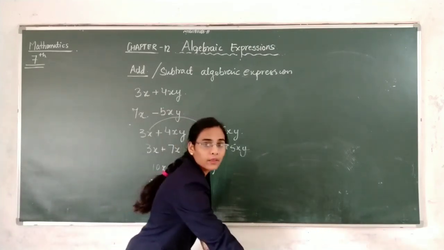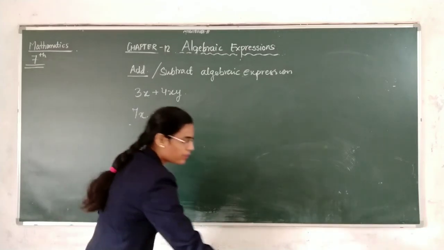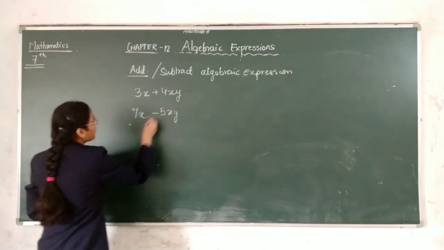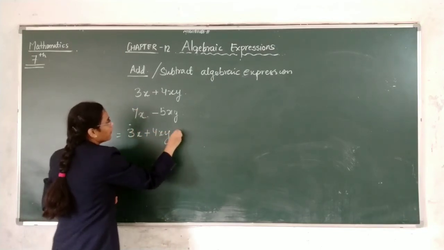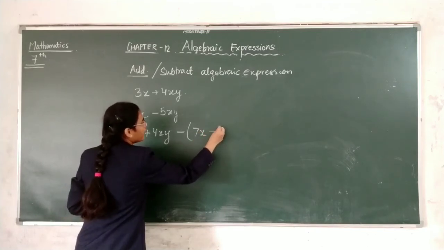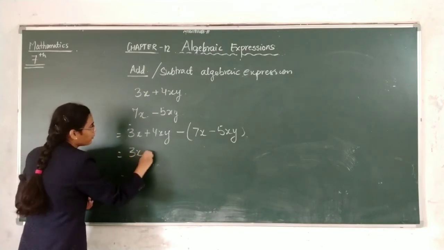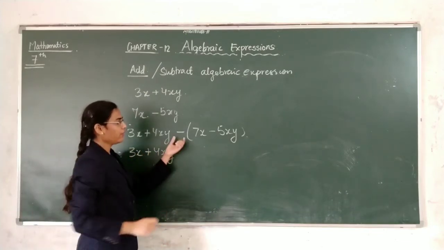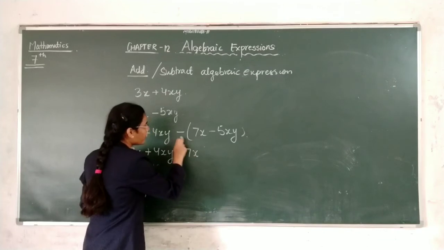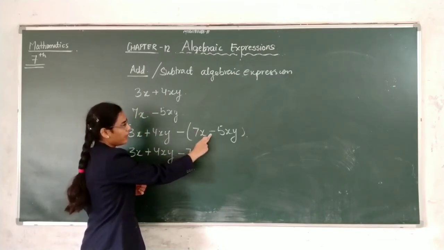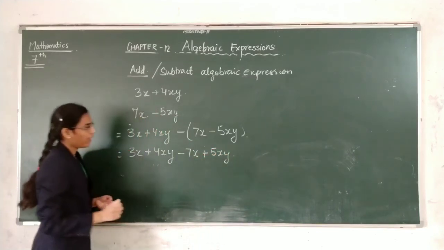Now let us see some example for subtracting both these expressions. If we have these two expressions and we subtract, we get 3x plus 4xy minus the bracket. This minus sign will be multiplied with both these terms which are present inside the bracket. So it will be minus 7x, and this minus sign will multiply with the minus sign inside the bracket. It will convert into a plus. It will be plus 5xy.